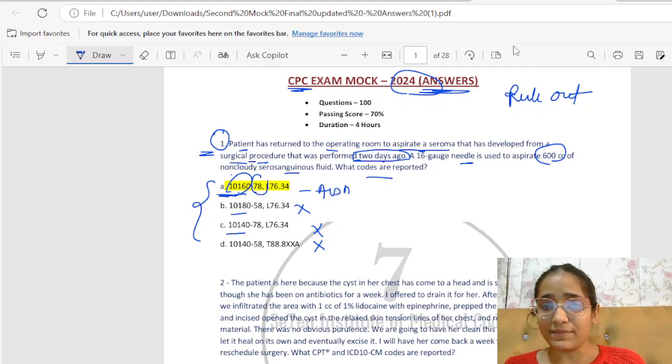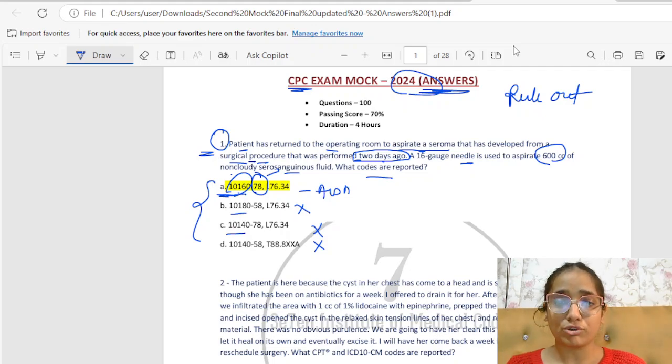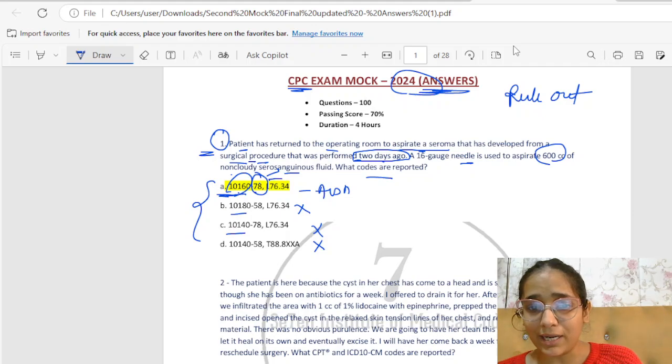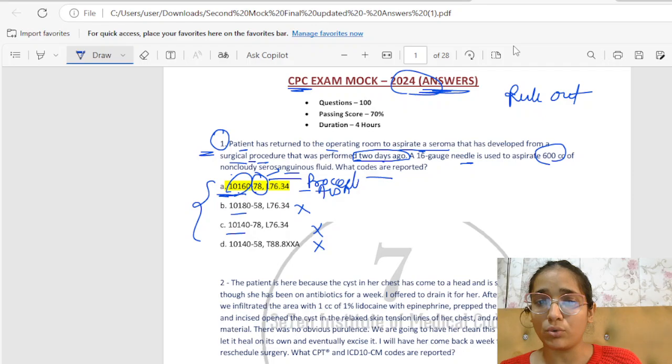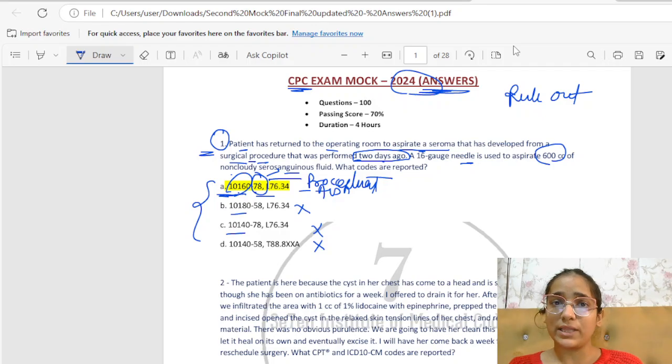The reason why the 78 modifier has been used is because this is a procedure done in the post-operative period. Whenever a complication occurs during the post-operative period, we have to bill that procedure with the 78 modifier. Remember, the 78 modifier is a procedural modifier. You cannot use it with an E/M. If the doctor is doing an E/M during the post-operative period for an unrelated condition, you have to use 24 in that scenario.